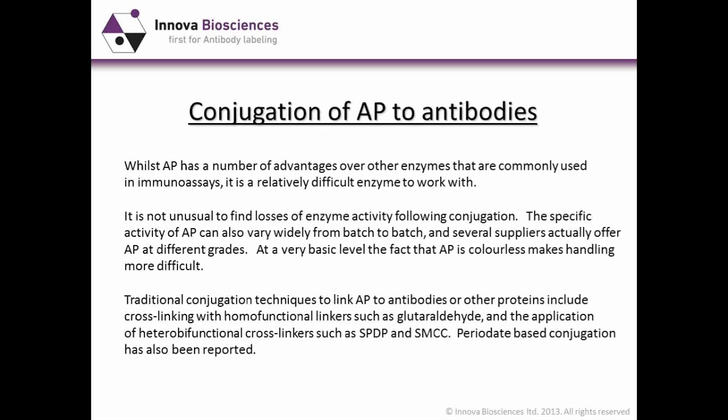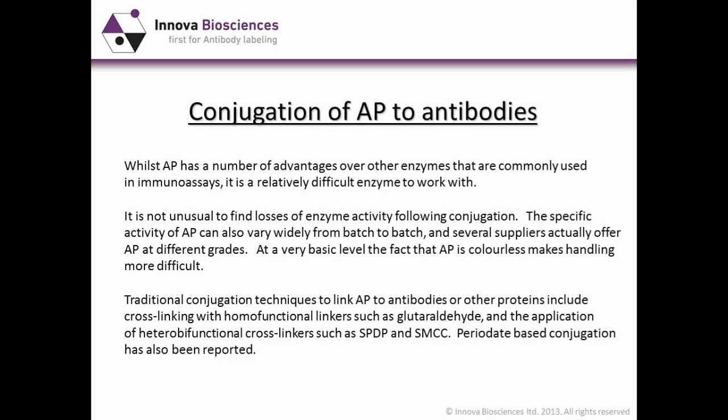So we've talked a bit about advantages of alkaline phosphatase and some of the substrates that you can use. Obviously, to be able to use alkaline phosphatase in immunoassays, you need to be able to conjugate the enzyme or link it to antibodies. And with the advantages that we've talked about, you'd think that it would be relatively commonly used. However, it's a relatively difficult enzyme to work with in terms of conjugation. It's not unusual to find losses of enzyme activity following conjugation.